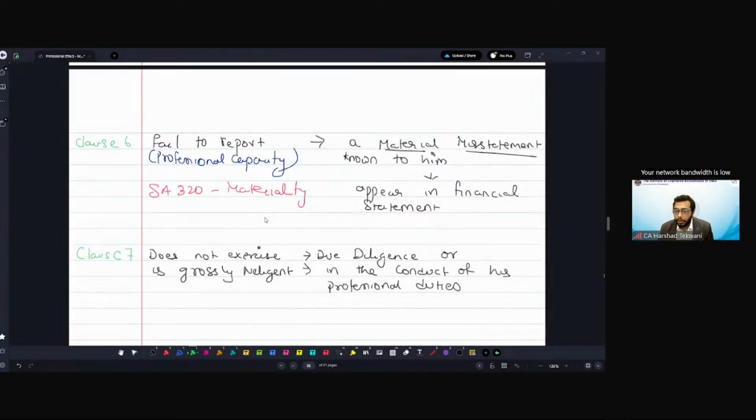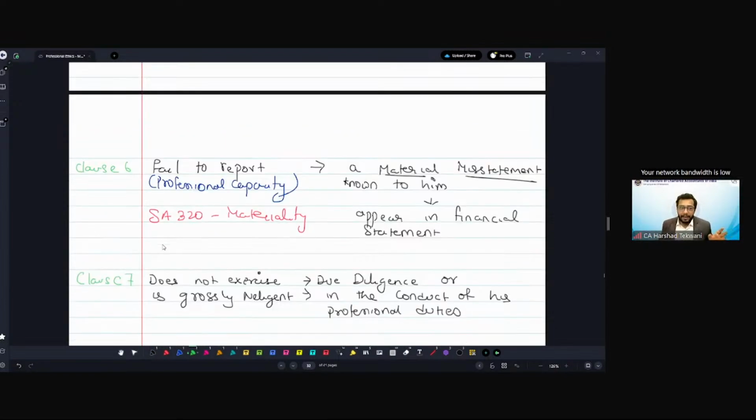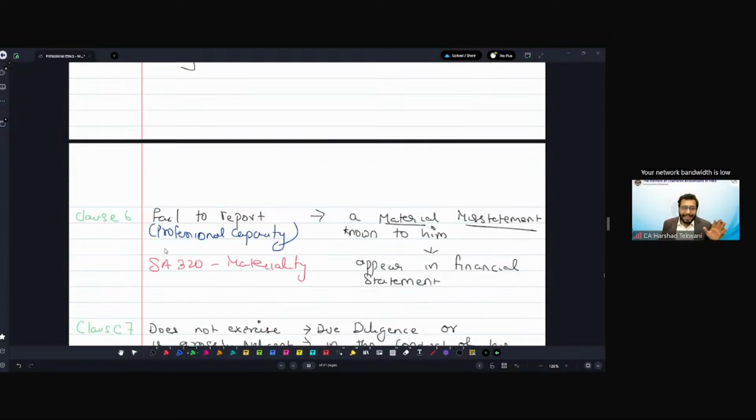Like for example, in the question itself, it is given that okay, he was not grossly negligent, but only there was a non-disclosure of a material fact. So you have to write your answer in accordance with the questions and the details given in the question. Okay. I hope it is clear with the 5, 6, and 7.